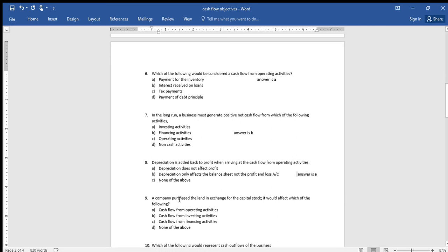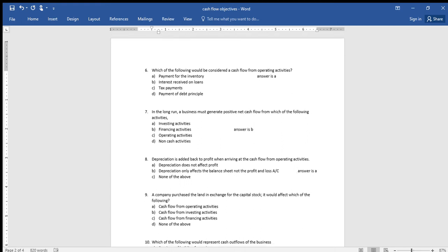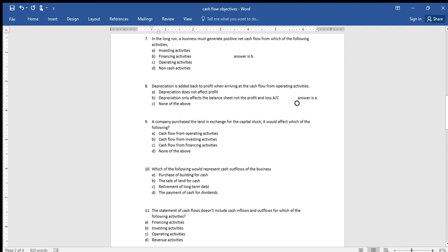Then question 9. A company purchased land in exchange for capital stock. It would affect it in the following ways. There is a purchase of a non-current asset. So it could affect cash flow from operating activities, investing activities, or financing activities. They purchased land in exchange for capital stock. Capital stock is under financing, so it would affect cash flow from financing activities. My answer is C.